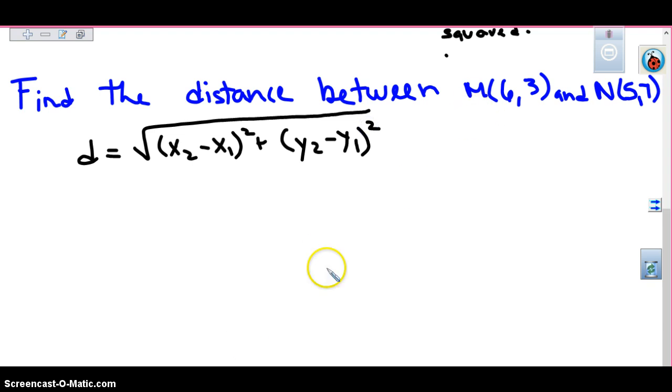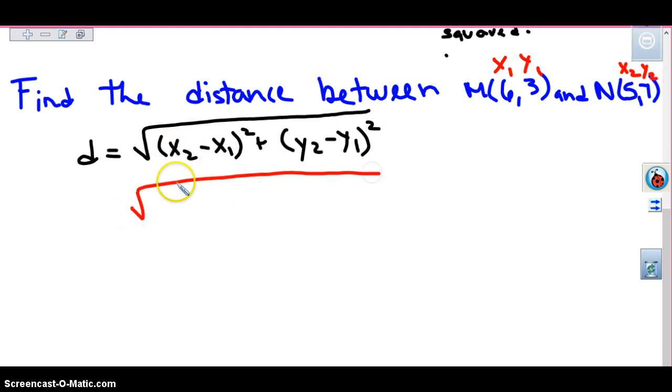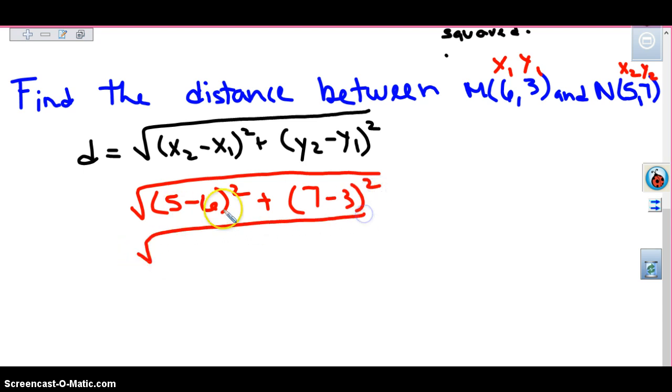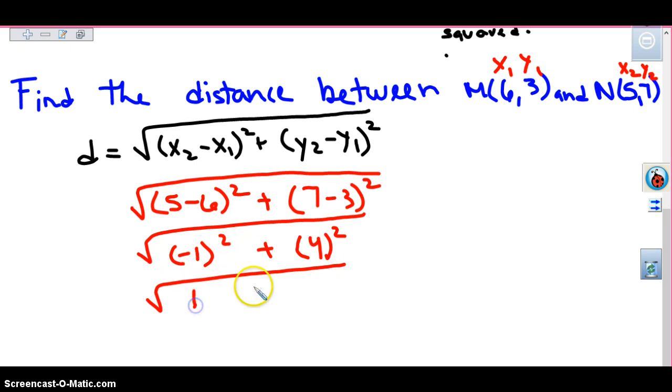So let's label our ordered pairs. This would be ordered pair number 1, so x sub 1, y sub 1, and this can be ordered pair number 2, x sub 2, y sub 2. If we substitute into our equation, the square root, x sub 2 is 5 minus 6 squared plus 7 minus 3 squared. 5 minus 6 is negative 1 squared plus 4 squared. Negative 1 squared is 1, 4 squared is 16. This is equal to the square root of 17.